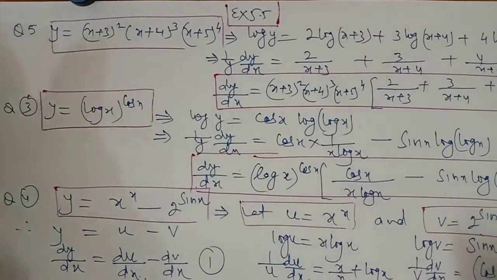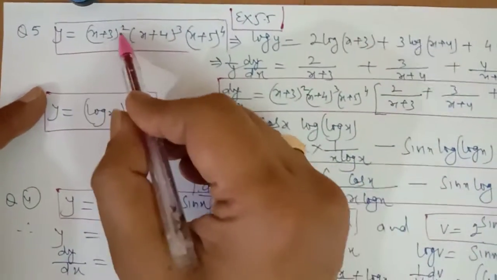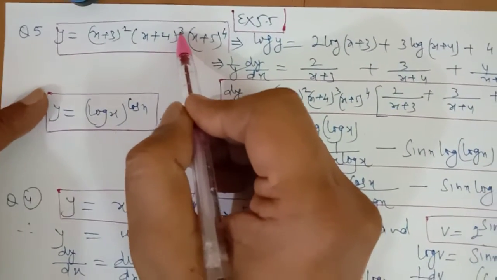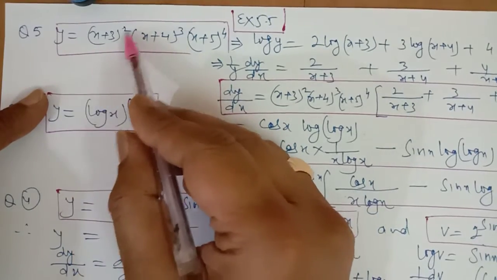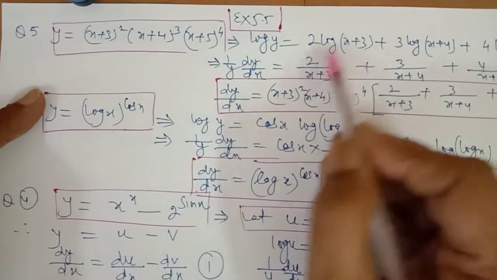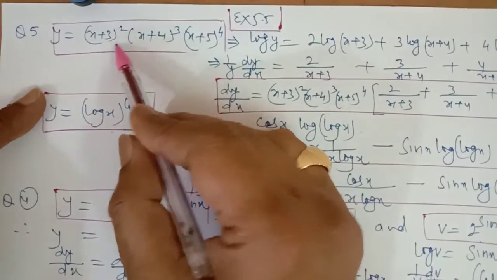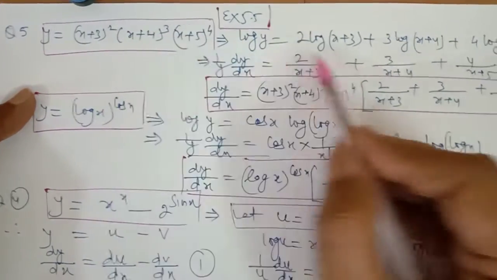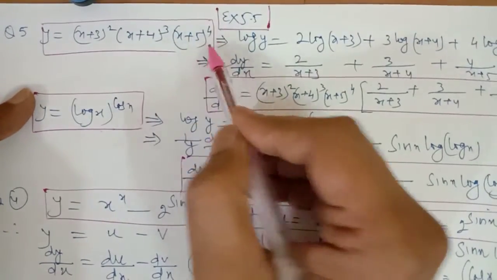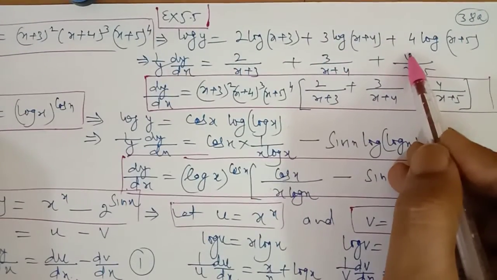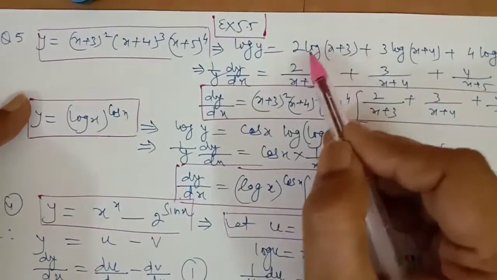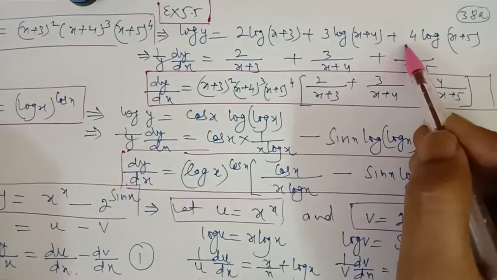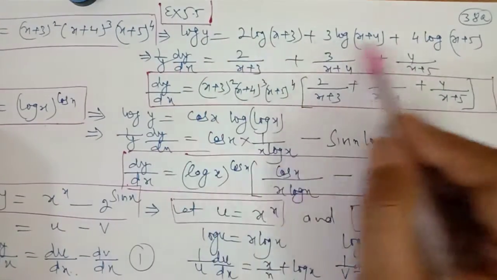Again we have the product sign, multiplication sign is there, power is there. So by taking the logs and using its property, log y will be equal to 2 log x plus 3. Power gets multiplied with the log, we have the power 2 here, plus 3 log x plus 4, plus 4 log x plus 5. By taking the logs, multiplication becomes a plus sign here, and power gets multiplied with the log like this.